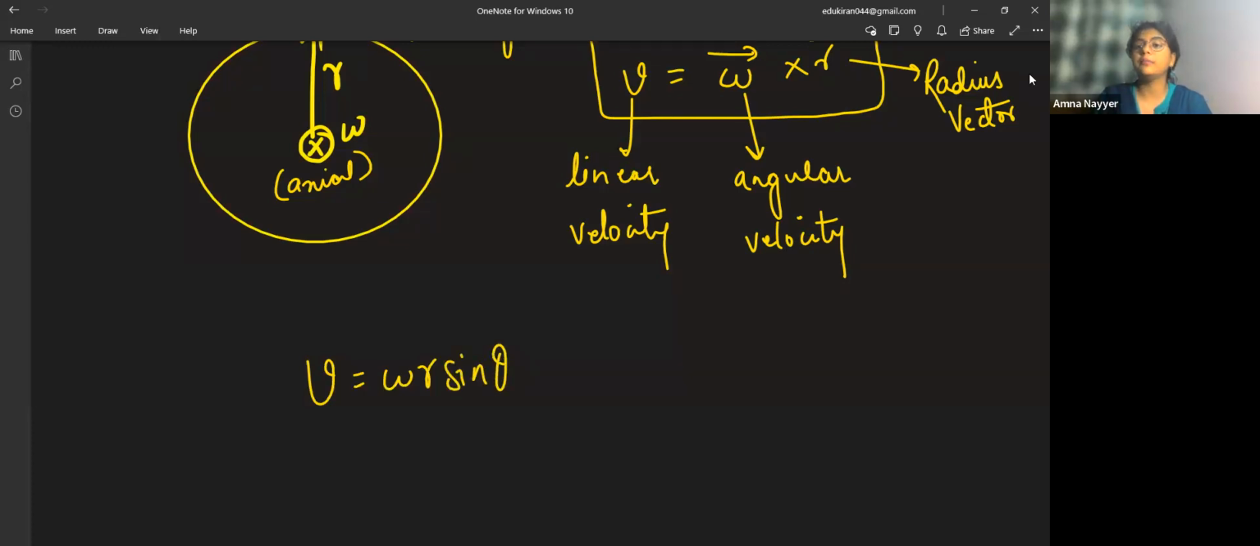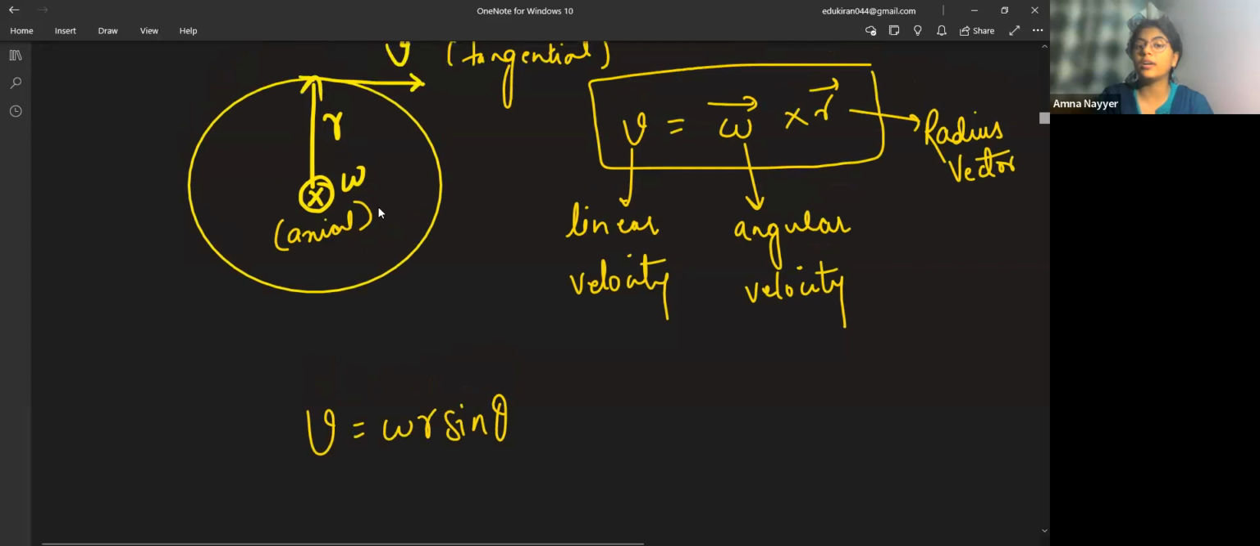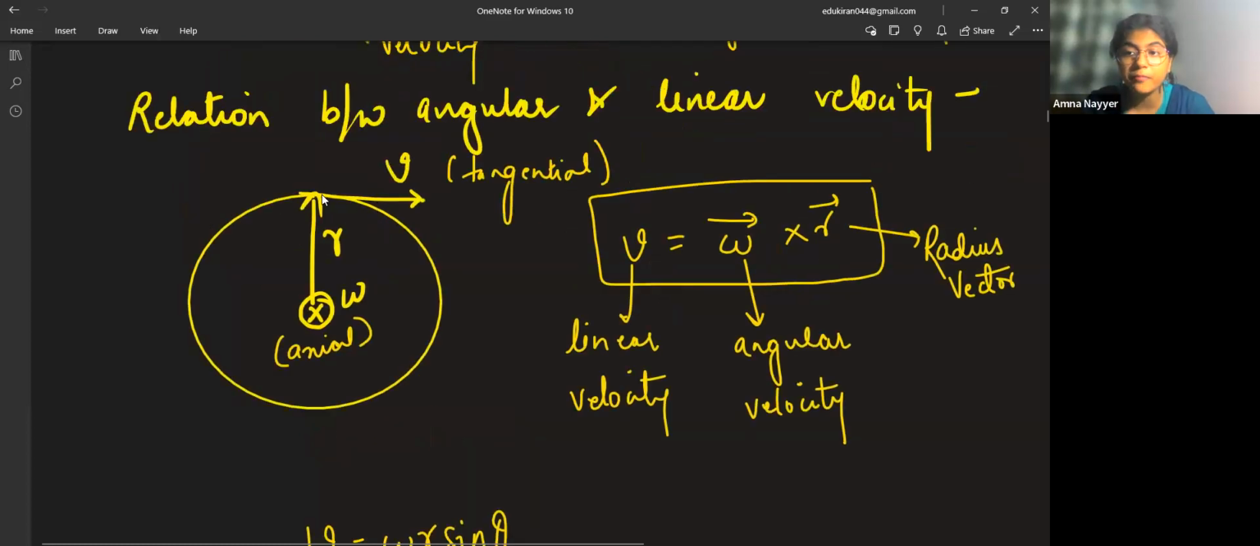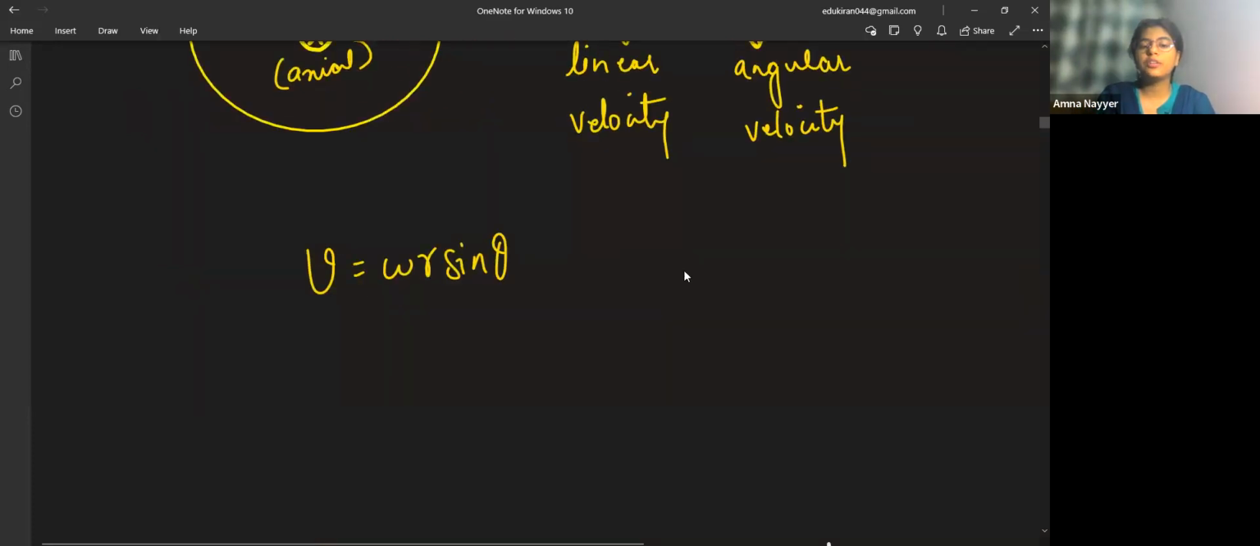But most of the time, in circular motion, what happens? Velocity becomes tangential. I have told you, linear velocity is always tangential. You have a tangential acceleration also because of this tangential velocity. If it is tangential, it will make a 90-degree angle, so sine 90 becomes 1. Theta is 90 degrees, so your velocity becomes omega r sine 90 degrees, that is V is equal to omega r.